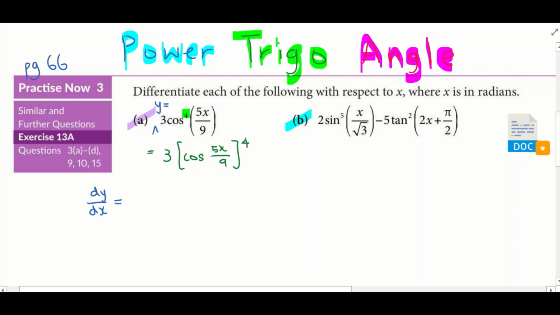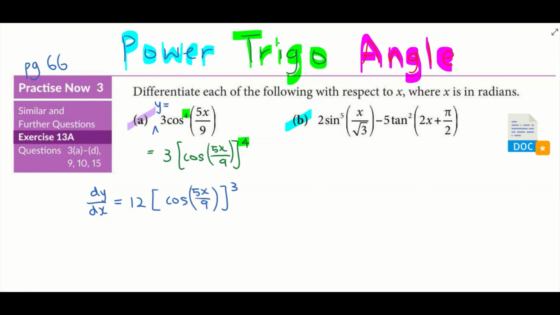So first step, I will bring down power minus 1. What should we do in the next step? Differentiate cosine will give me negative sine. Remain the angle. Then after trigo, differentiate angle. What happens when I differentiate 5x over 9? My 5x over 9 actually is just 5 over 9 times x. Am I right? So differentiate 5 over 9x is just 5 over 9. So differentiate angle means multiply by 5 over 9.